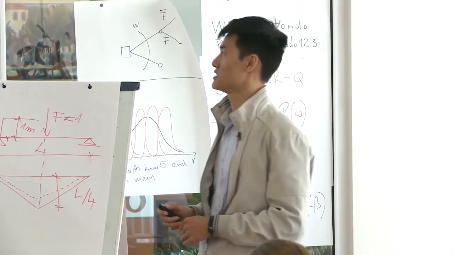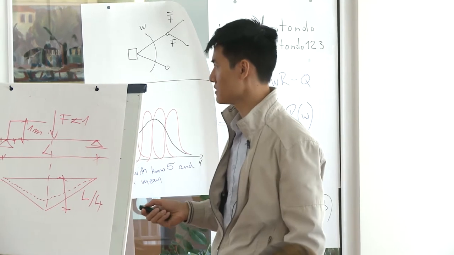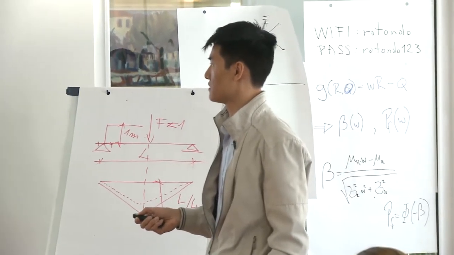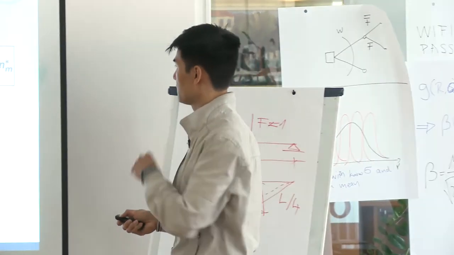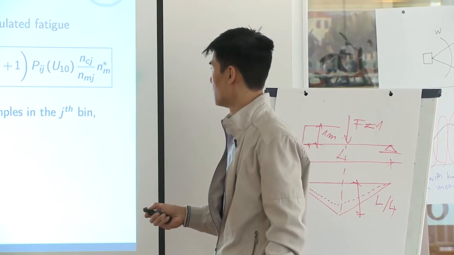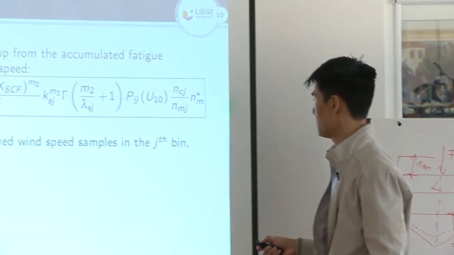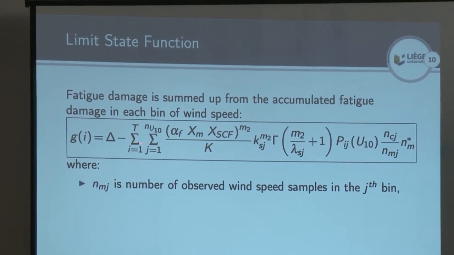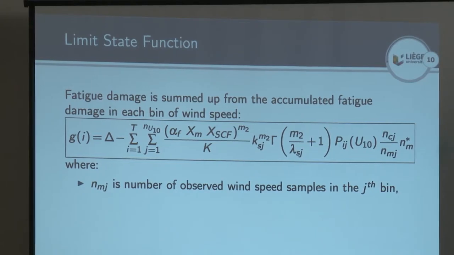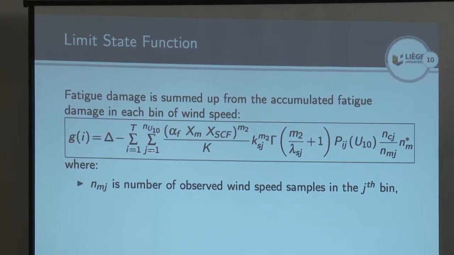So this is the limit state function. As I said, I have the uncertainty in the Miner's rule. I have here a summation over t years in operation, up to the year that we are interested in. This is j from 1 to n_U10. So I separate the wind distribution into different bins.